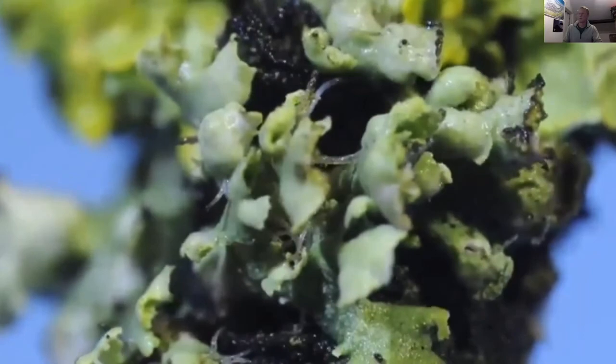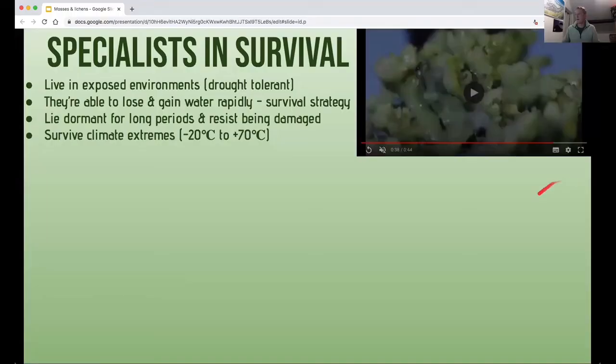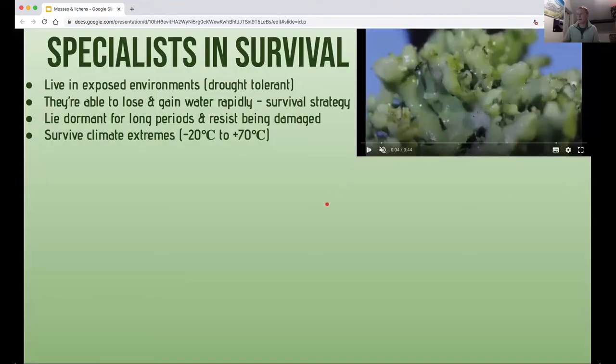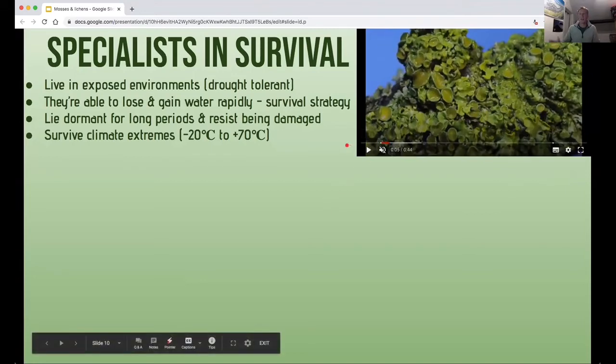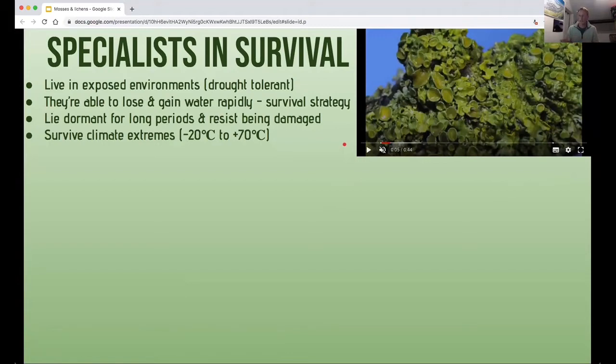So that just gives an idea of how organisms can change. On a dry day, they may look dead, but actually give them a little throw of water and they'll come to life. So that ability to lose water and gain water is really beneficial to lichen. So they can lie dormant for long periods of time.